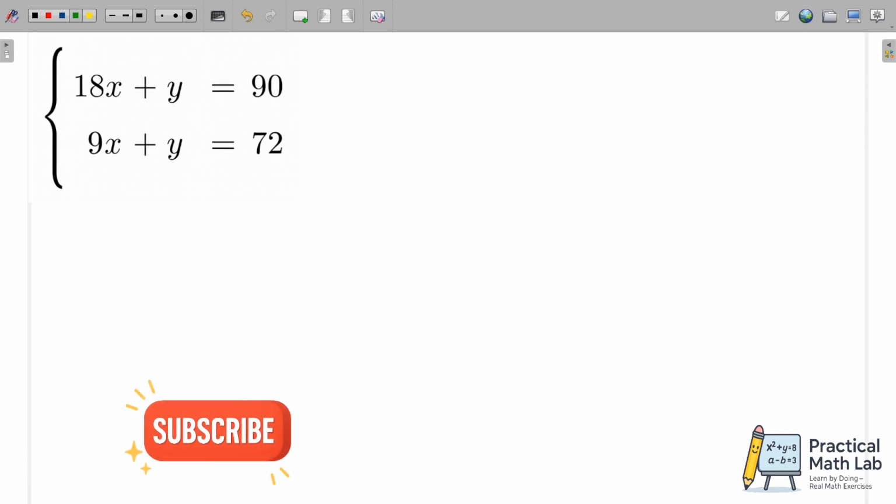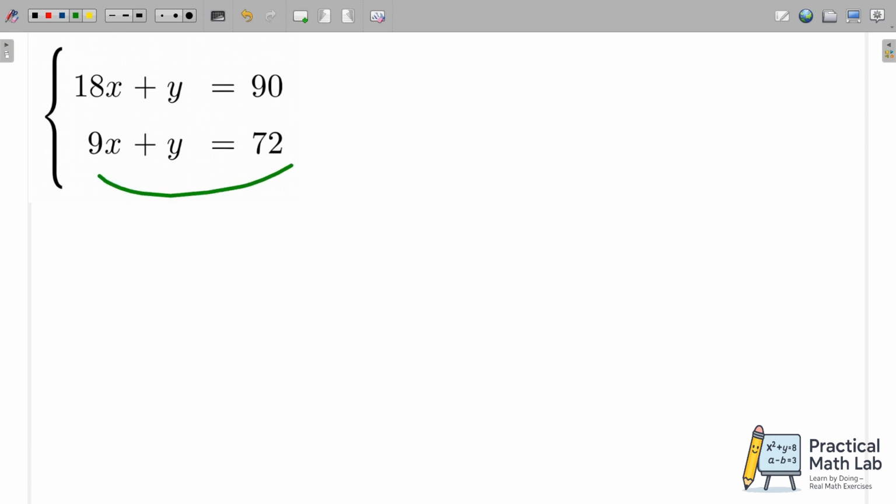The solution to the given system of equations is (x, y). What is the value of y? The first step is to isolate y in one of the equations. Let's choose the second one.